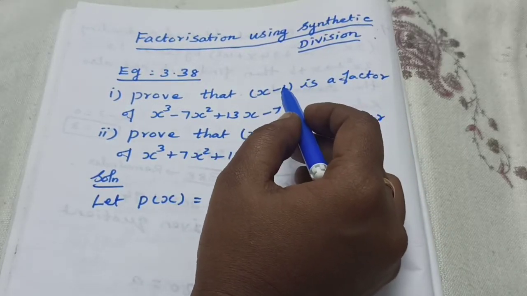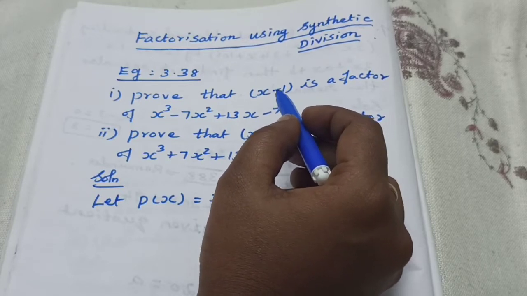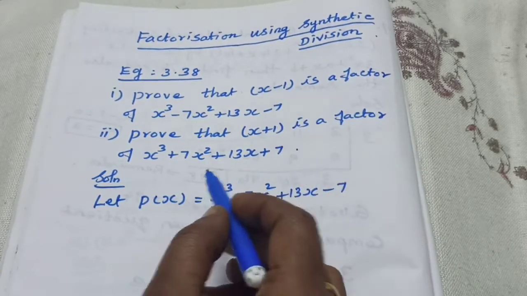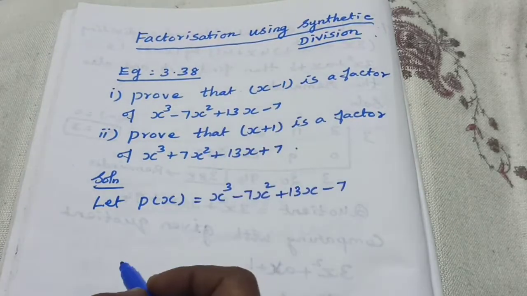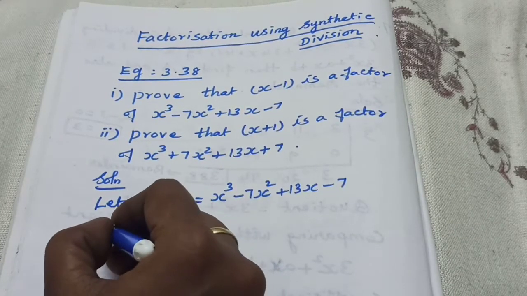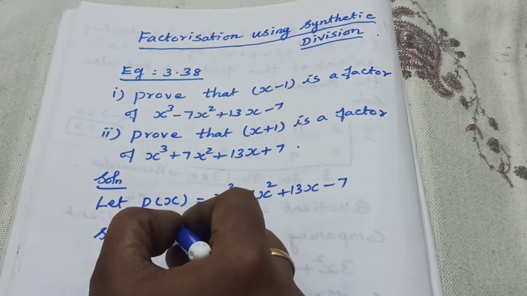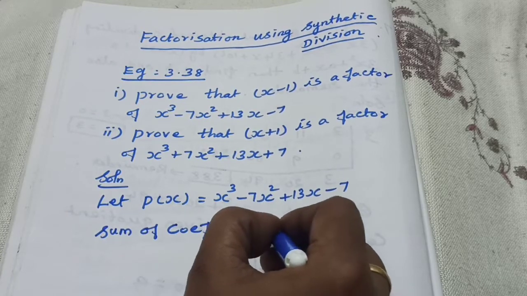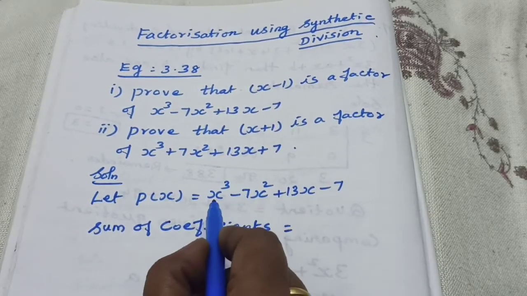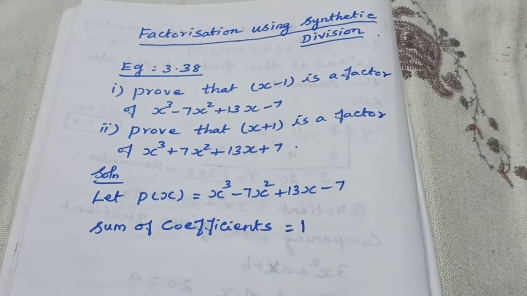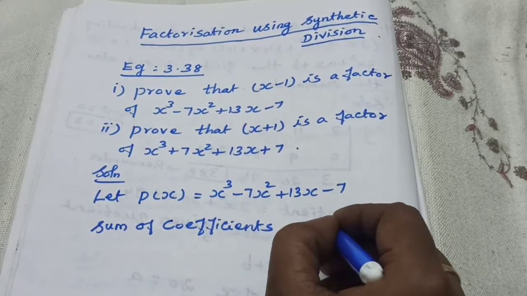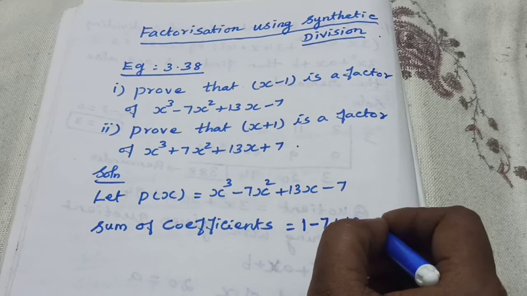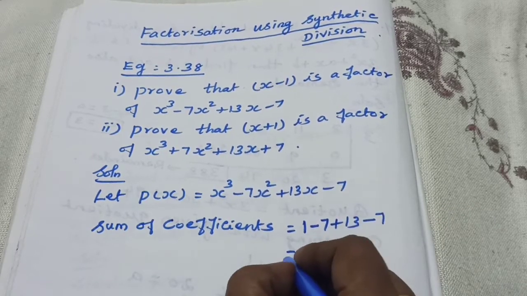We already learned one condition, isn't it? x minus 1 is a factor of p of x means the sum of the coefficients of p of x is 0. Then at once we can write that x minus 1 is the factor. Sum of coefficients is equal to: the coefficient of x cube is 1, of x square is minus 7, of x is 13, and the constant is minus 7. All coefficients we have to add.